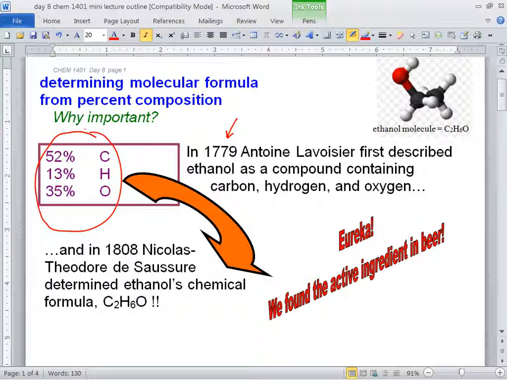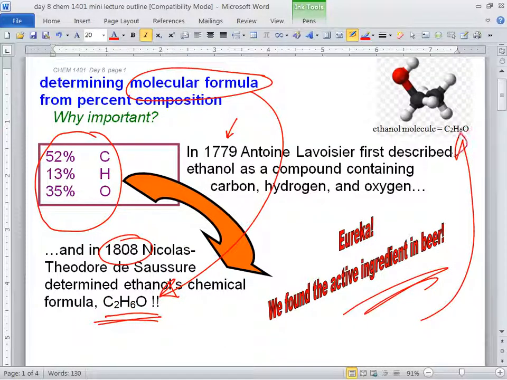Well, it took a few years. Then in 1808, Nick came along and found out that this is the actual molecular structure. That's the chemical formula. So there's our molecular formula for the active ingredient in beer, ethanol. Okay, so that's essentially what we're going to do. We're going to start with percent composition, end up with the actual molecular formula. So to go from the macroscopic to the microscopic, it's kind of cool.